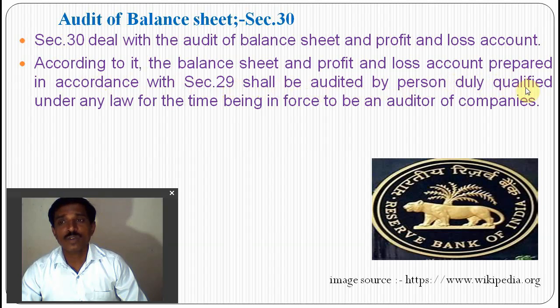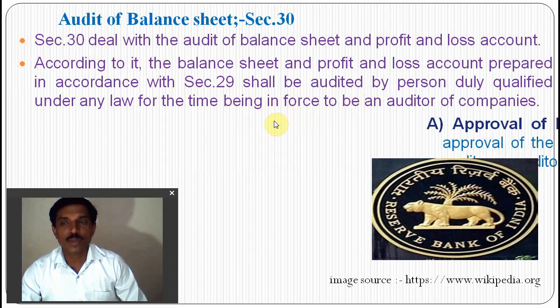It shall be audited by a person duly qualified under any law for the time being in force to be an auditor of companies. So the Audit and Taxation paper also makes clear the qualifications of auditors and who is appointed as an auditor of a company. Here we discuss Section 30, the audit and appointment of auditor through the RBI.